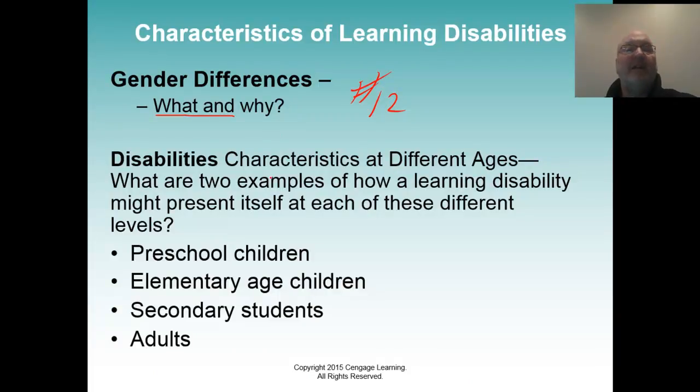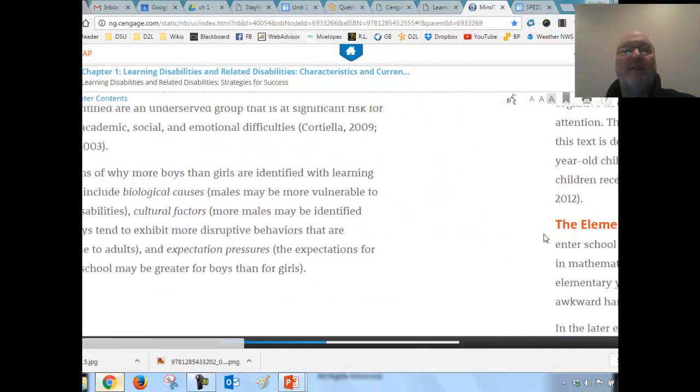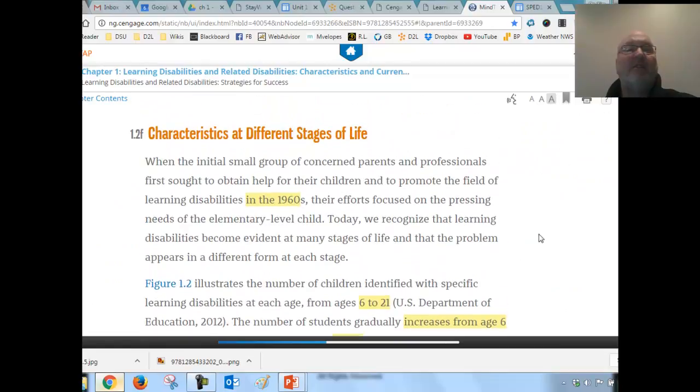And then it gets into these different ages, what they look like at different ages. And that goes into this next page here, different stages. Parents and professionals sought to obtain this help in the 60s. This is interesting too, that we don't talk enough about: a very high amount of what we do today in special ed is a result of motivated parents that got the first laws passed and took things to court. A lot of special ed is shaped by court cases, and a lot of those court cases were brought by parents.